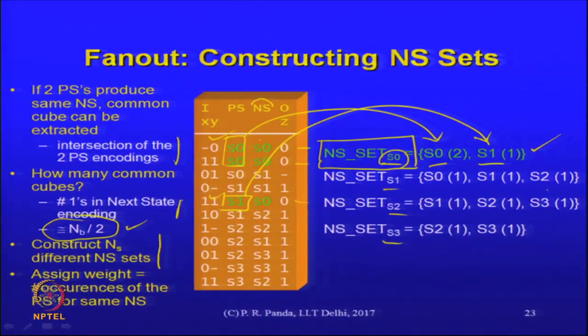I can build the same thing for S1, S2, S3 and so on. I also annotate here the number of occurrences of each of those states in the present state. So, 2 occurrences of S0 and 1 occurrence of S1, that is what those numbers are. Okay, so I can build this for all my states.